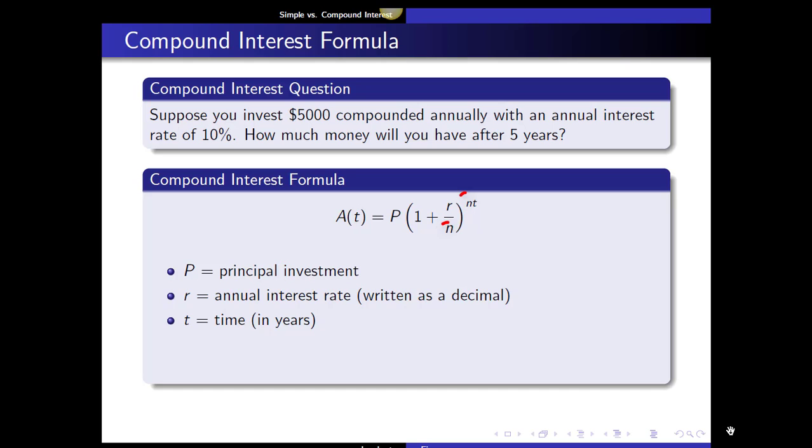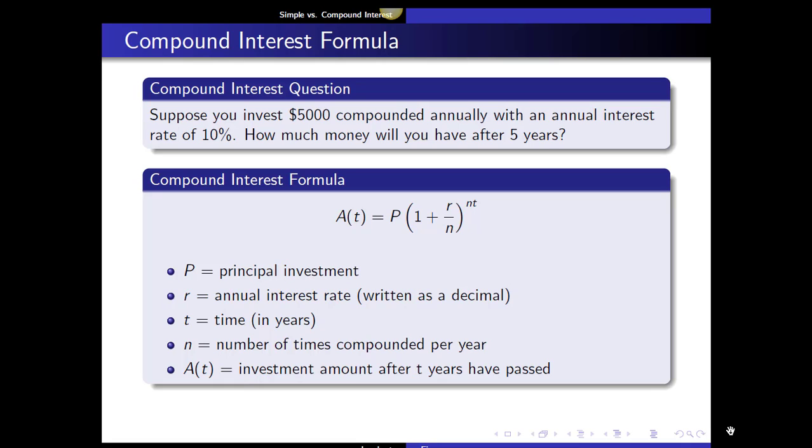Now the n, you see the n in 2 places. What does that stand for? Well, we're compounding here. How often are we compounding? In this case, n is the number of times compounded per year, since we're dealing with an annual interest rate. And then finally, our A of t is still the same. That's the investment amount after t years have passed. Putting all of this information together, what do we have now?